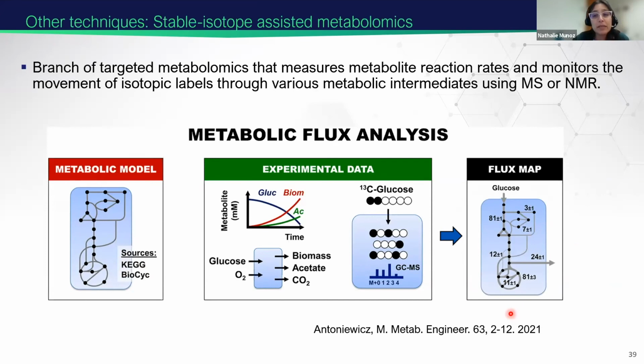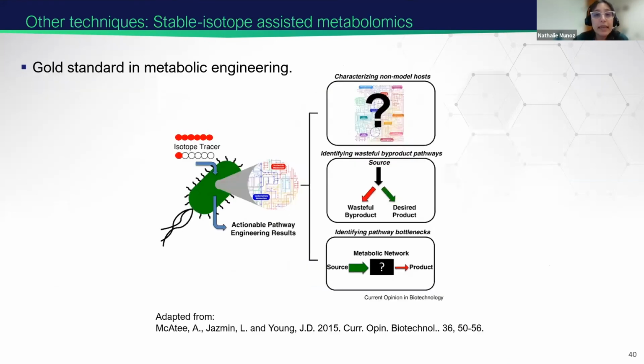These are complex experiments. They require elaborate data analysis and are more expensive because we have to use a labeled source, and they haven't been as routinely used as the other approaches. However, they're the gold standard in metabolic engineering because they are great to characterize non-model hosts. They can help to identify wasteful byproduct pathways, and they can identify pathway bottlenecks, which is great for other rounds of the DBTL cycle and higher TRY metrics.